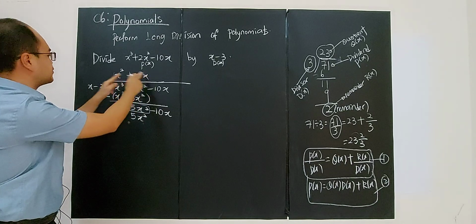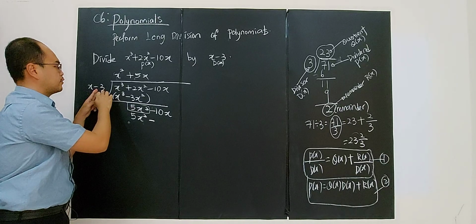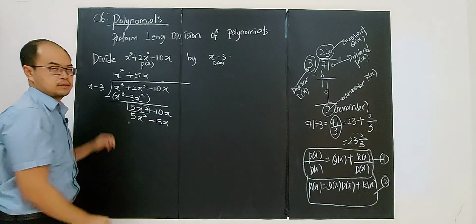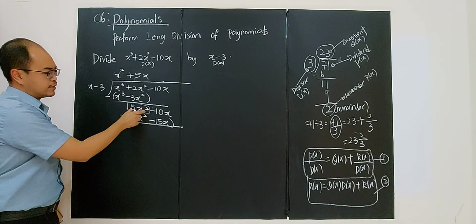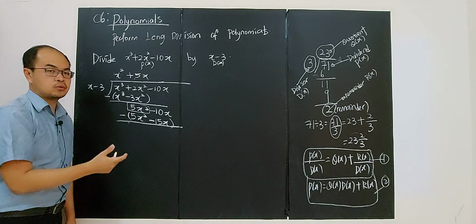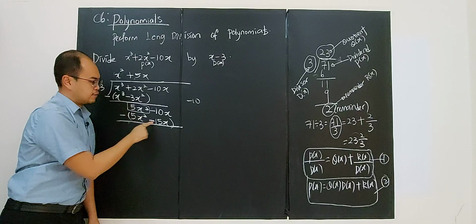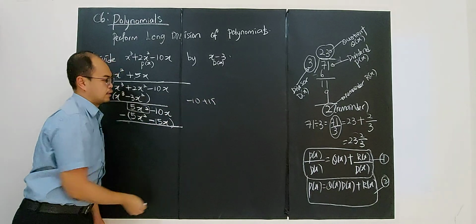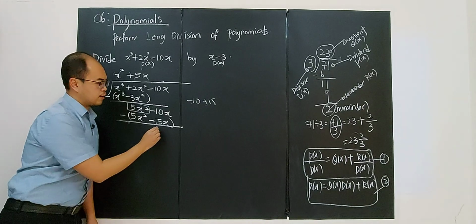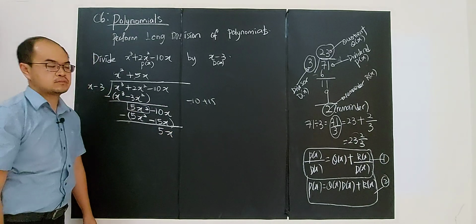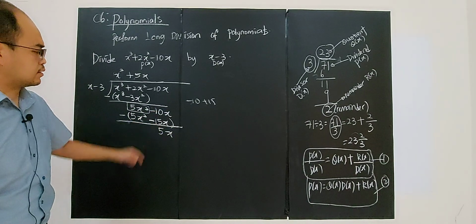Then this 5x has to multiply with negative 3 as well, which is 5 multiplied by negative 3, you have negative 15x, right? Again, you subtract. 5x squared minus 5x squared, you have 0. For this one, you have negative 10. Negative, negative, positive 15. So negative 10 plus 15, you have 5x here.